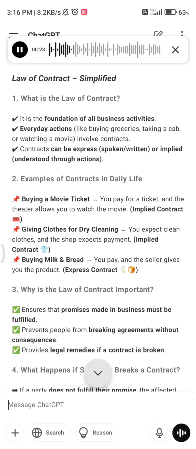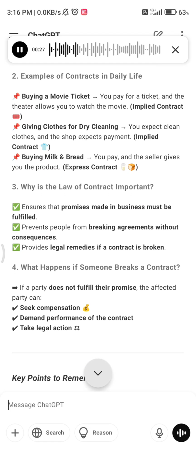Examples of contracts in daily life. Buying a movie ticket. You pay for a ticket, and the theater allows you to watch the movie. Giving clothes for dry cleaning. You expect clean clothes, and the shop expects payment. Buying milk and bread. You pay, and the seller gives you the product.